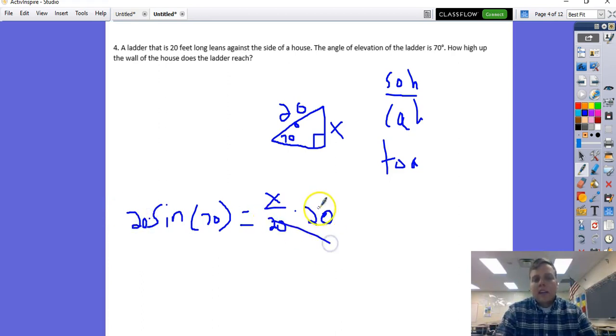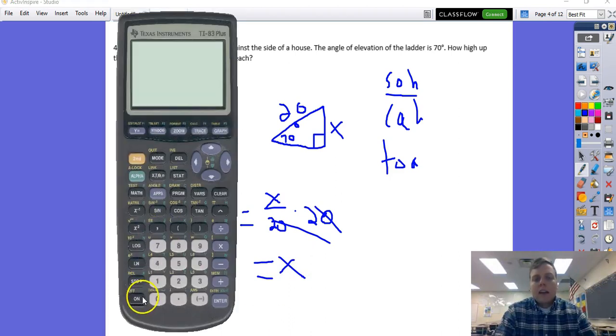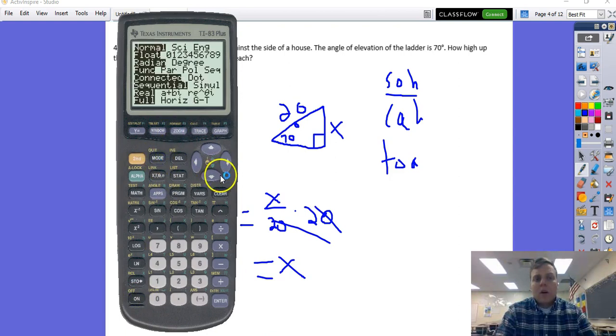That allows these to cancel, so that's going to leave me with just x. And now I can just plug this side in a calculator. Be aware that your angle's in degrees, so that means your calculator needs to be in degree mode. Right now my calculator's in radian mode.